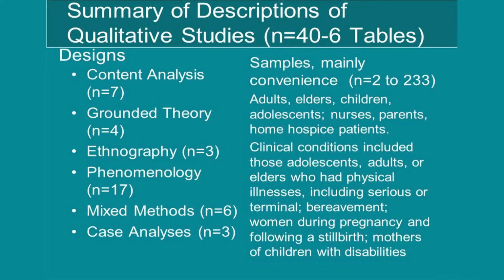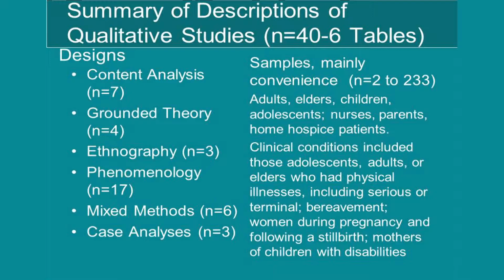There were 40 studies, and they are summarized in 4 tables. The tables then are organized by way of the group of the designs. So content analysis has 7, grounded theory 4, ethnography 3, phenomenology was the highest at 17, and then mixed methods and case analysis.